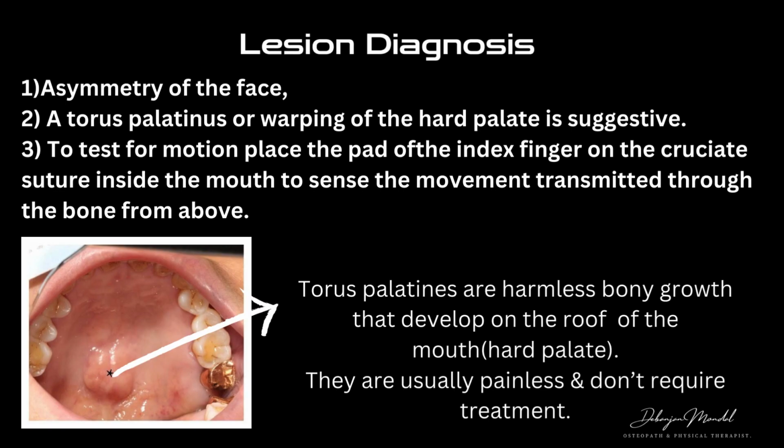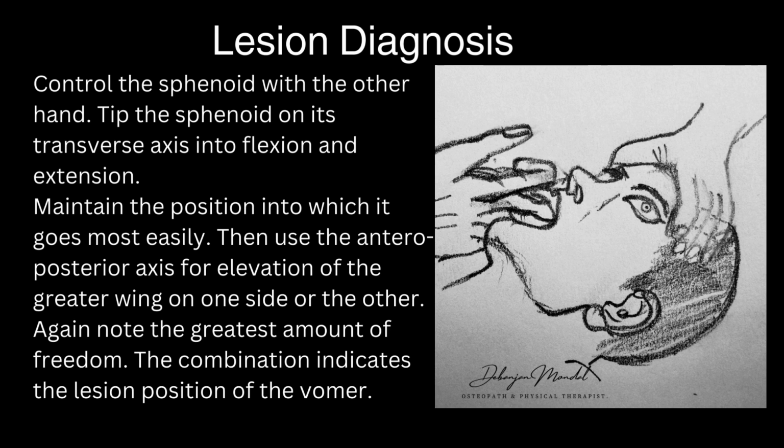Lesion diagnosis. Asymmetry of the face, a torus palatinus or warping of the hard palate is suggestive. To test for motion, place the pad of the index finger on the cruciate suture inside the mouth to sense the movement transmitted through the bone from above. Control the sphenoid with the other hand.